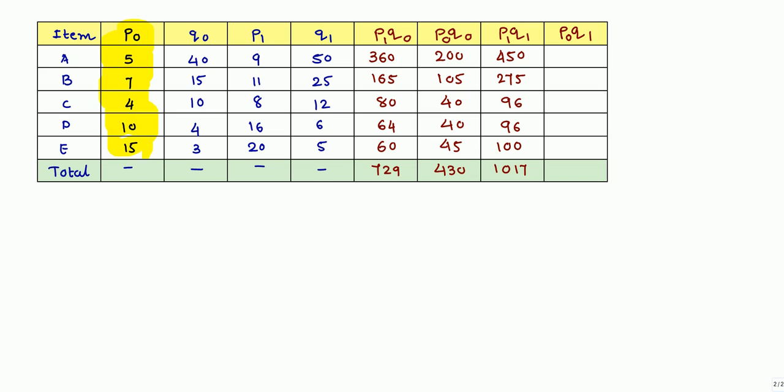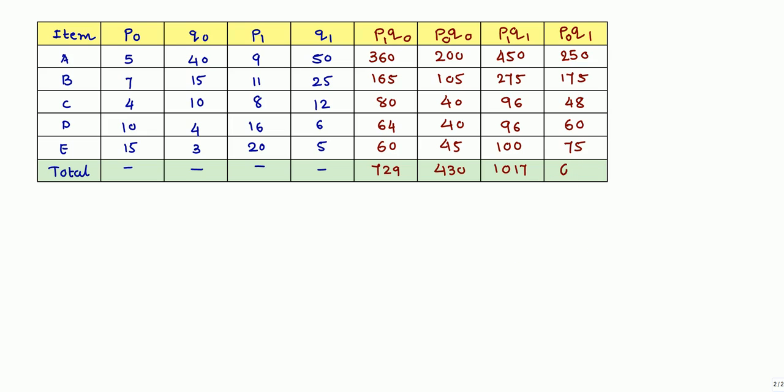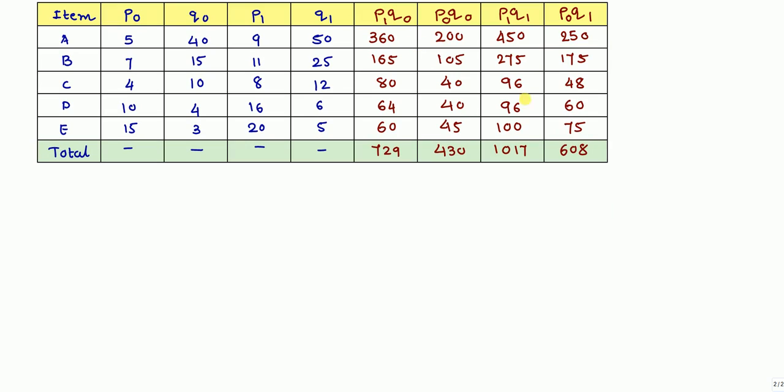Now P0 and Q1. This is P0 and this is Q1, first column and last column. 5 into 50 is 250. 7 into 25 is 175. 4 into 12 is 48. 10 into 6 is 60. And 15 fives are 75. Now find out the total: 250 plus 175 plus 48 plus 60 plus 75. 608 is the total. Now we have to calculate the index numbers of Laspeyres', Paasche's, Fisher, Marshall and Bowley.